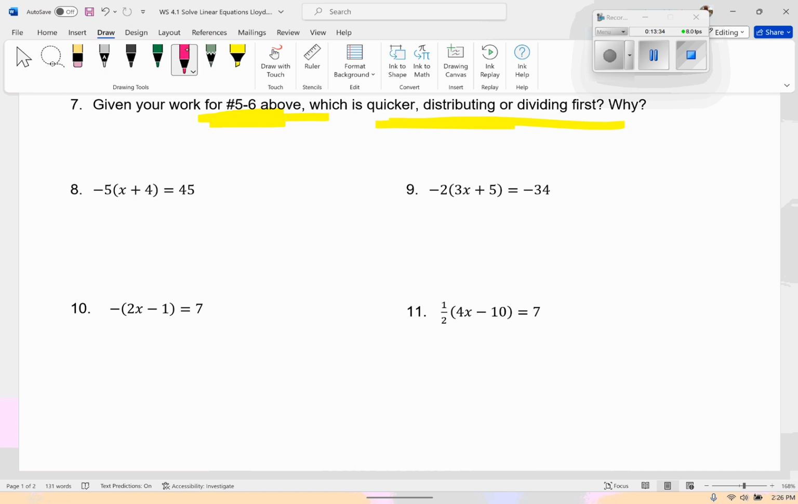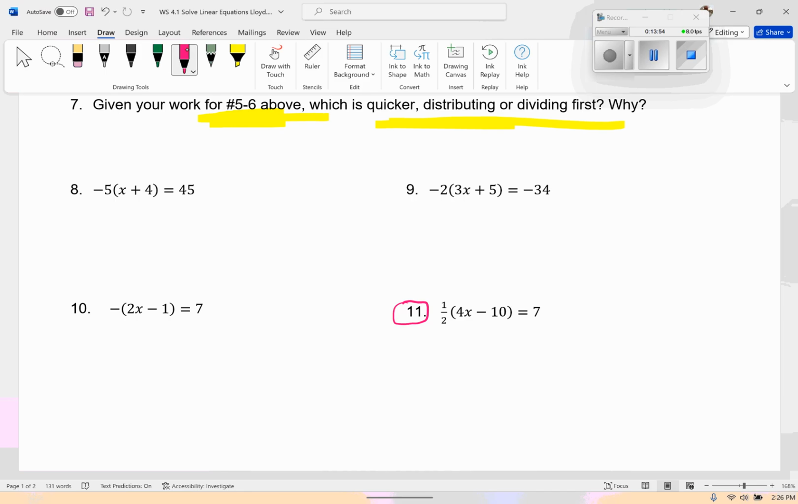Now, let me ask you this, friends. We're looking at number 11. You still with me on this one? I have a 1/2 out front. So I can multiply both sides by 2 first, 2 over 1, which is the same thing as 2, and I can get rid of the half.